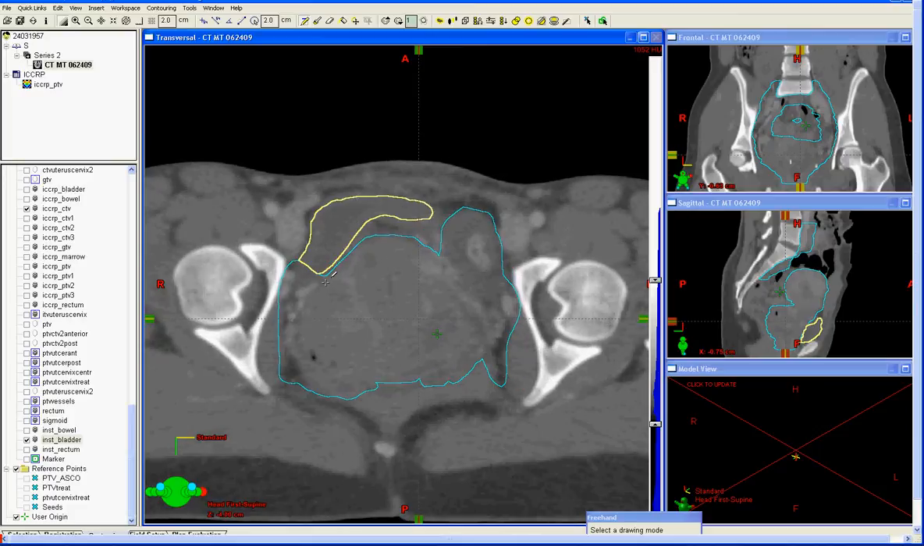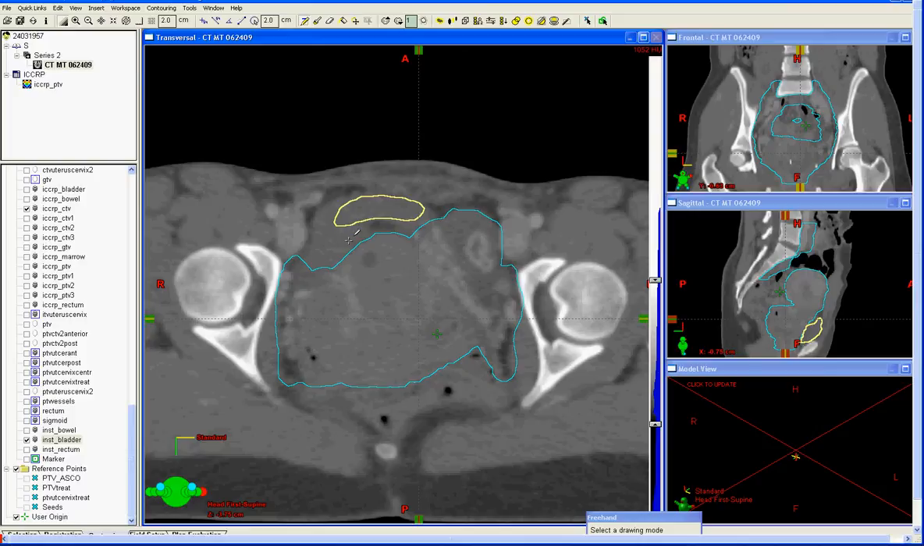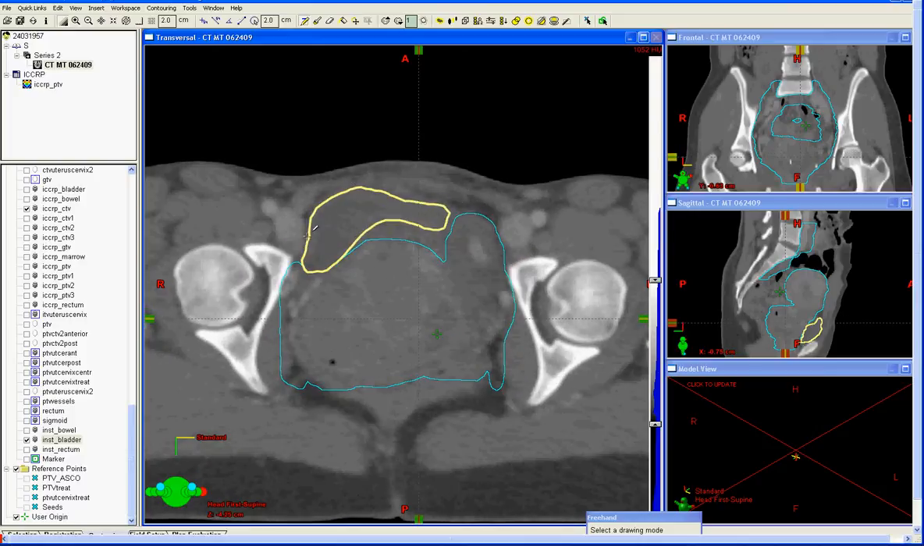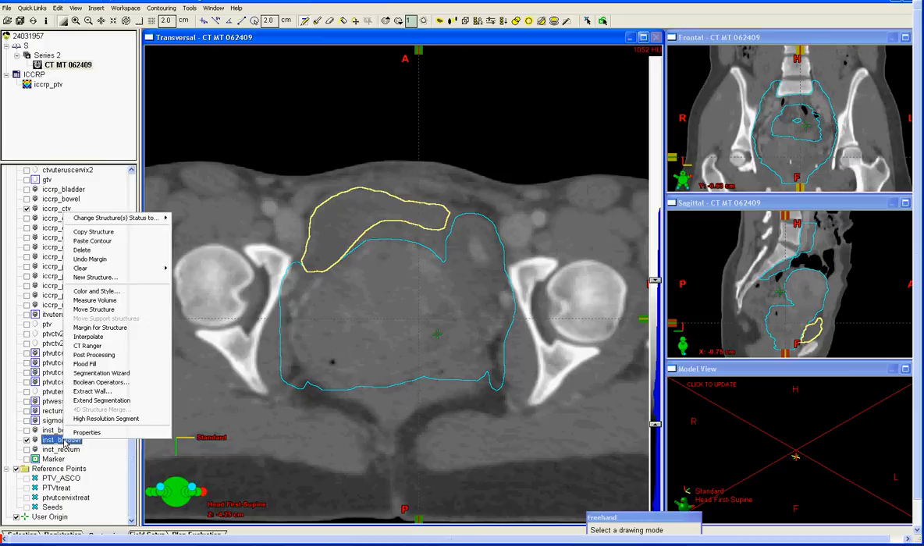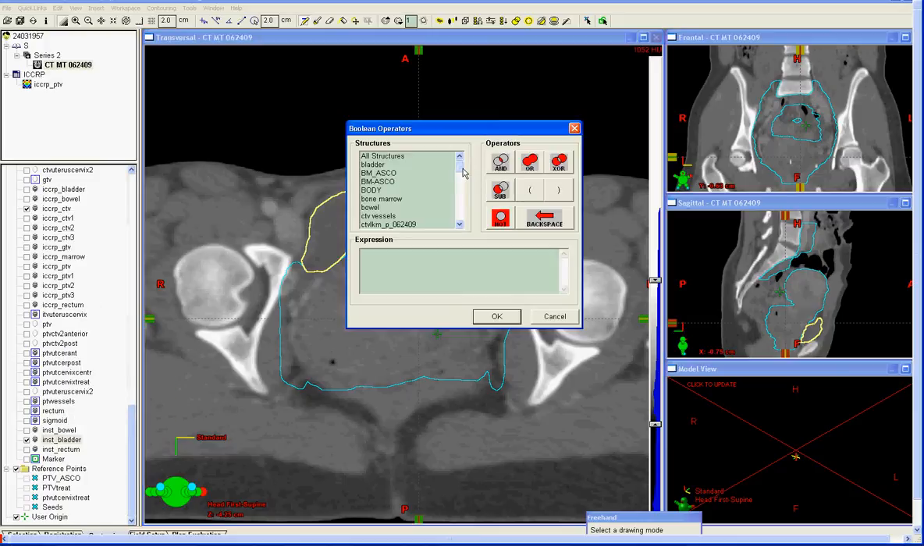Again, any part that extends into the CTV we'll exclude, and you can use a Boolean operator here if you're using Eclipse or a comparable tool in another treatment planning algorithm, and you can just subtract any part that extends into the clinical target volume.